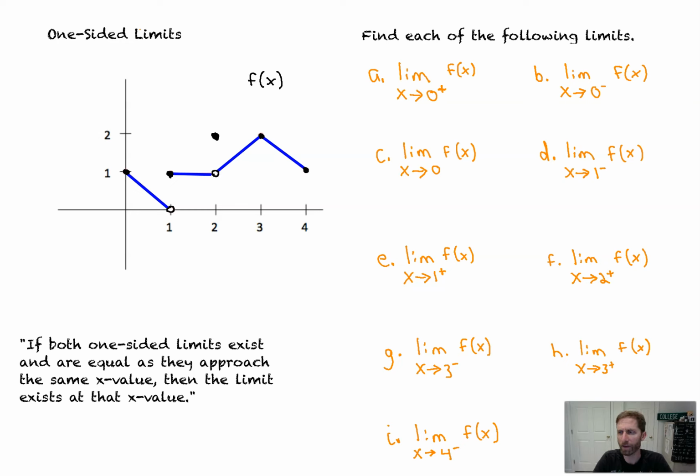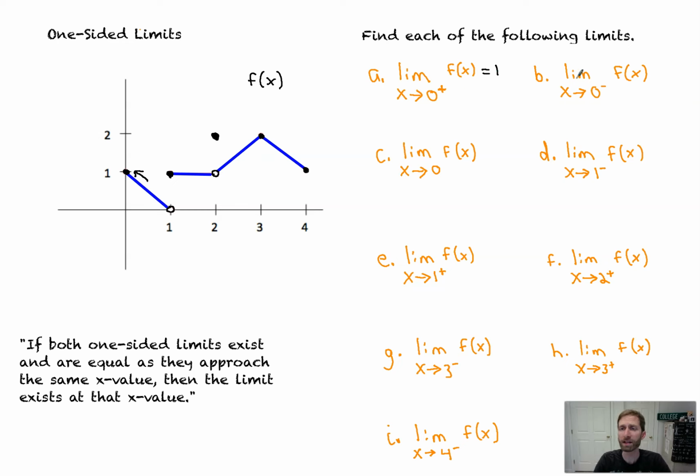We're going to do this with a graph first, I think, because it's a good way to understand it. First, we're asked to find the limit as x approaches 0 from the right, that's what the plus sign means, of f of x. So you're approaching from this side right here. What y value do we approach from the right side of x equals 0? We approach a y value of 1. That's your limit.